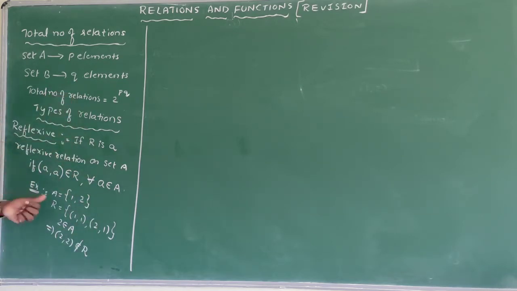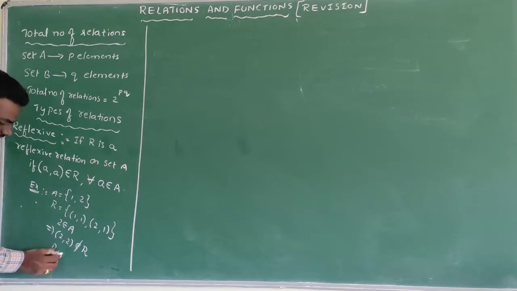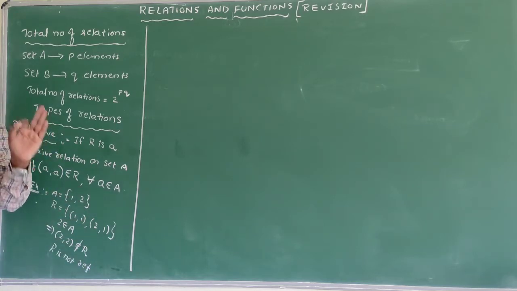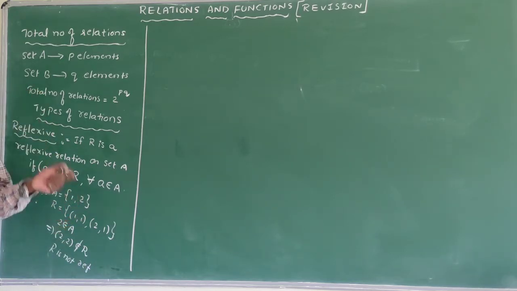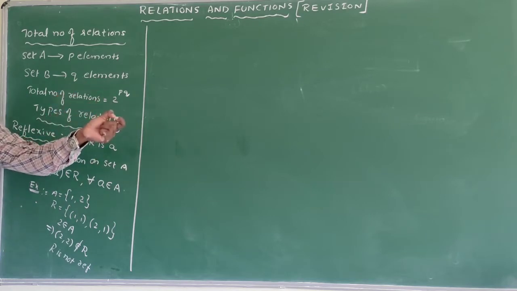Dear students, some students will just think 1 is there in set A, (1, 1) is there in R, then R is reflexive. No, we need to check the condition for all elements in set A. (1, 1) is there in R, but (2, 2) is not there in the relation R, then R is not reflexive. We need to check the condition for every element present in the given set.